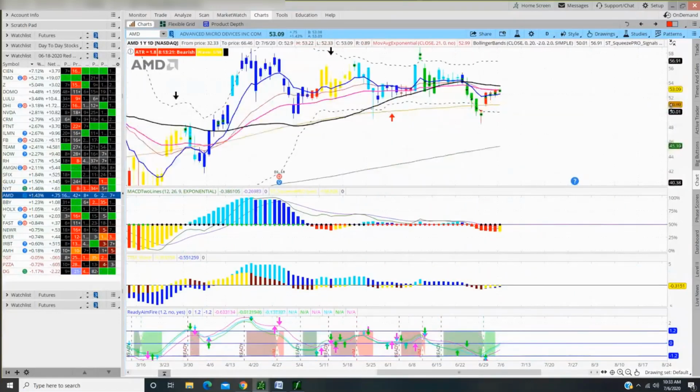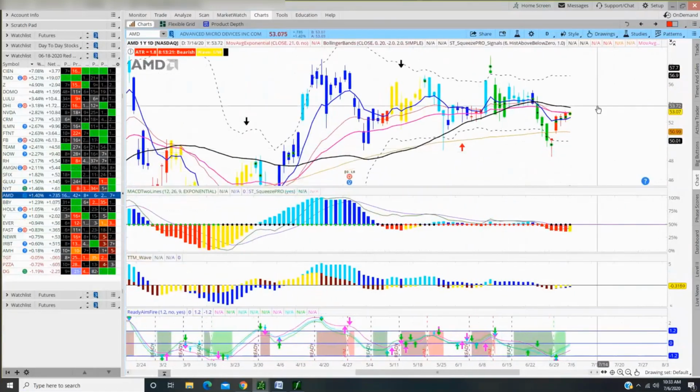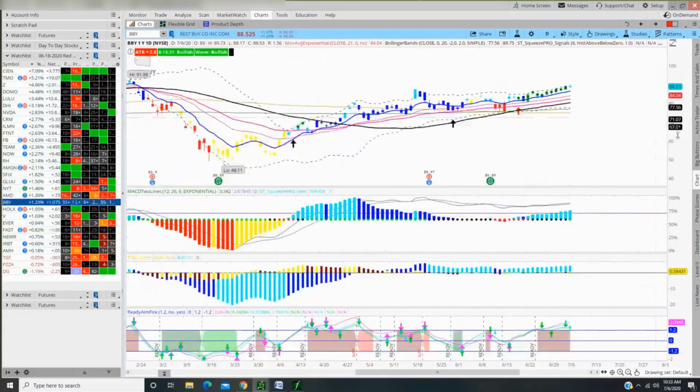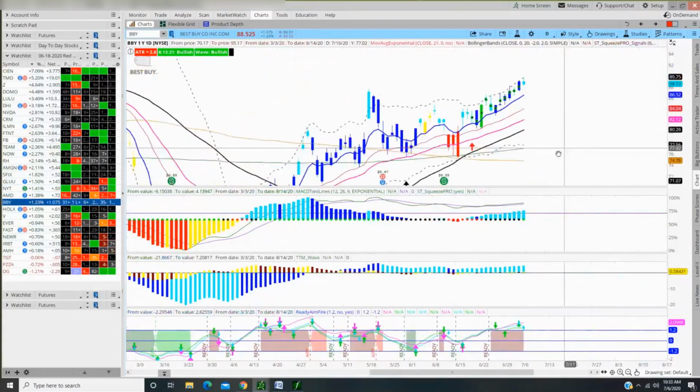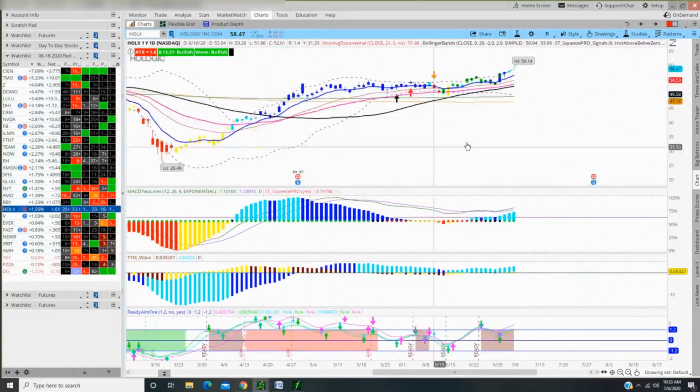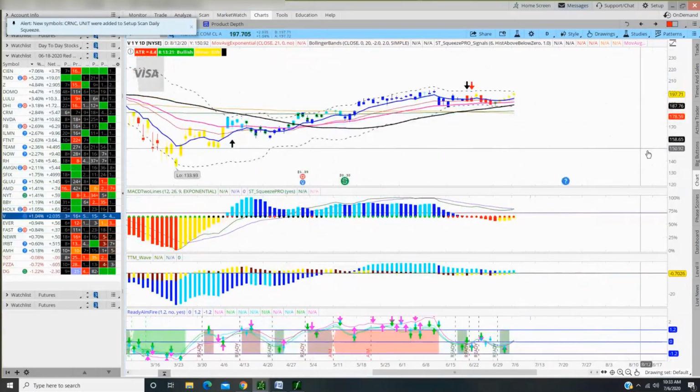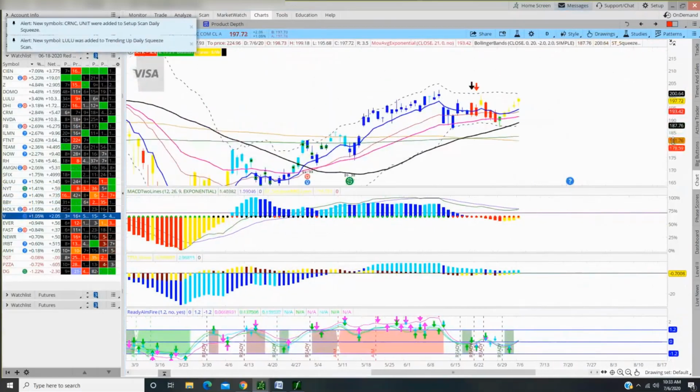AMD, what is this? Ugly. Whenever it's ugly, what do you do? You pass. What is that? Higher high? Boom, pull back. Higher high, pull back. We're already in this trade. No, I'm Visa.